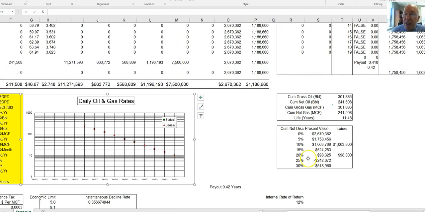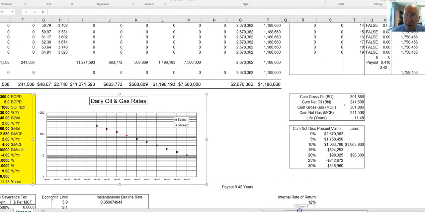Now what this is saying is that I'm going to net out a total of $2.6 million in cash. And if I want a 5% return, it's still positive. If I want a 10% return, it's still positive, all the way up to 20%. But if my hurdle rate is 25 or 30%, it's saying this investment won't make it. This is not good enough.